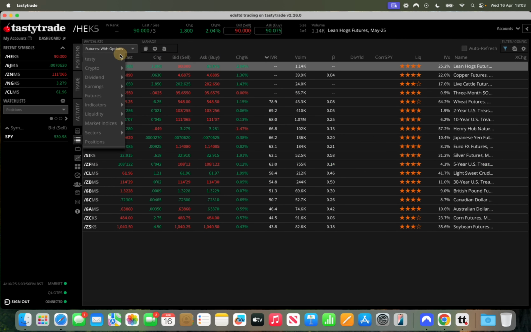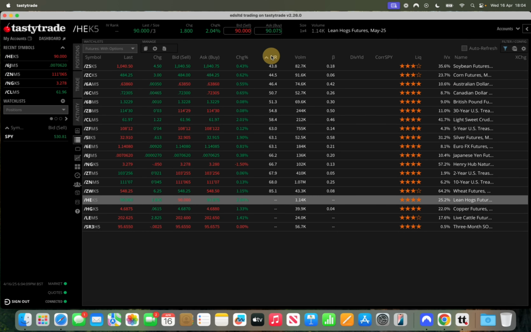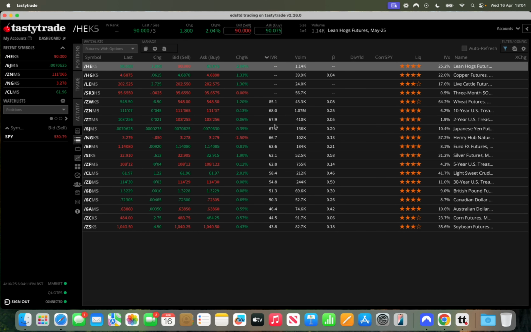So you want to open up a futures watch list with options available to trade. If your broker doesn't display this watch list natively, copy these ticker symbols, make your own custom watch list. Make sure you've got IV rank on your watch list and order the list from high to low IV rank. Okay, we are not interested in trading any underlyings that have an IV rank of under 30. So we've got quite a good selection to choose from here because everything is over 30.